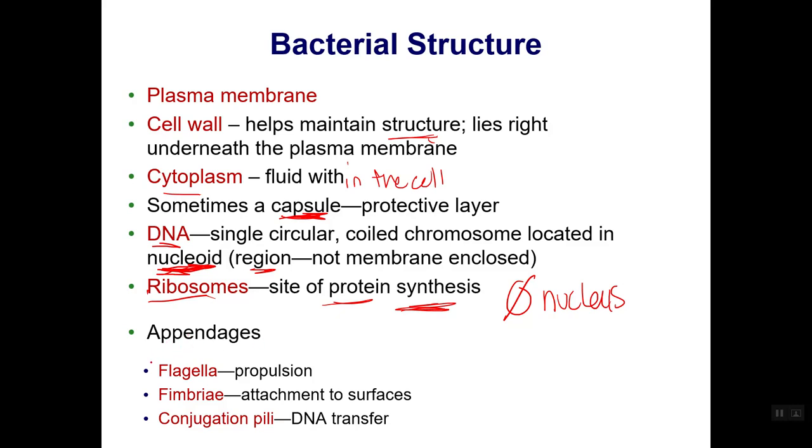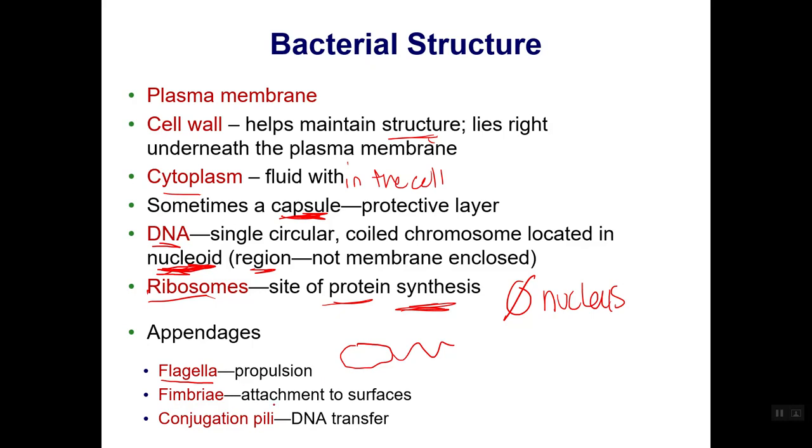Next, there are a couple of appendages that bacterial cells can have. Not all cells are going to have these appendages. Some will and some won't. Flagella. One of my favorite words. They are basically a long whip-like tail. So if here's my bacterial cell, it'll have that long whip-like tail, and that'll spin around really fast and help propel the cell. It helps for movement.